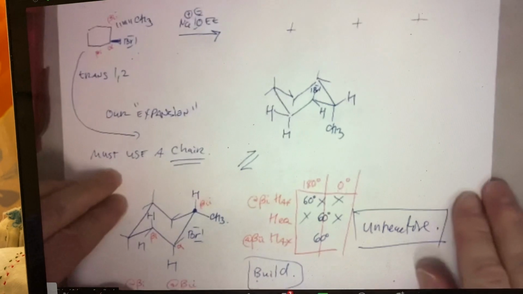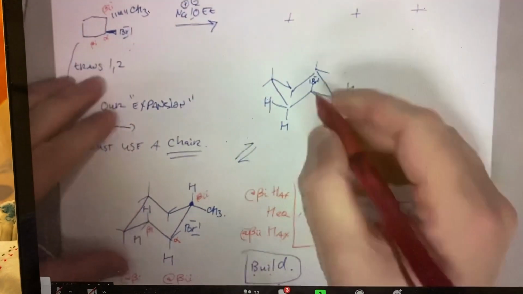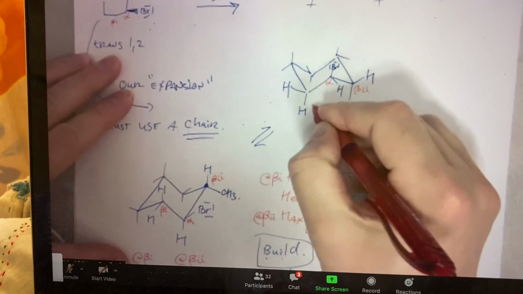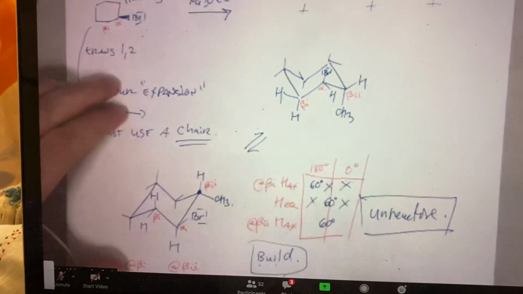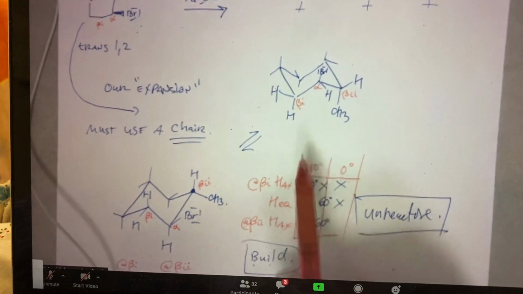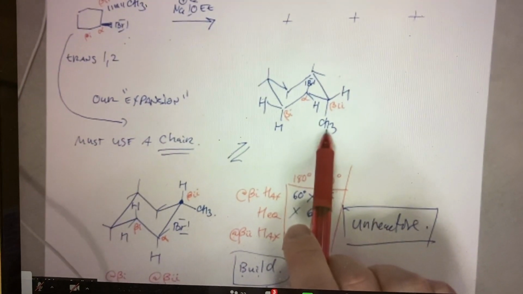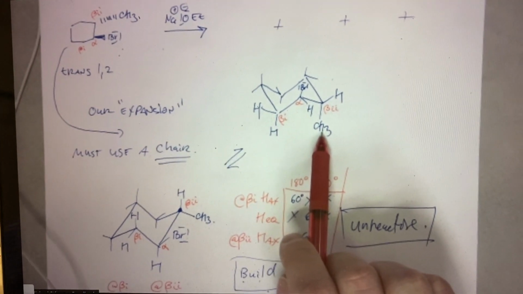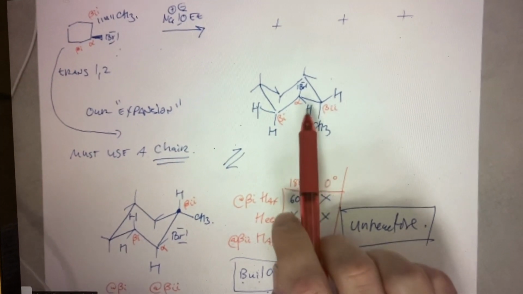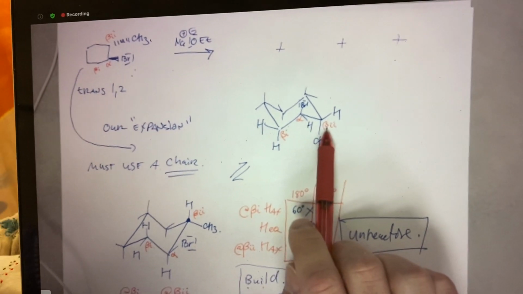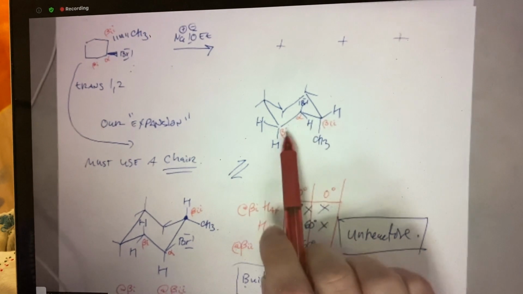So this is the chair that I'm drawing here. Alpha, beta 2, beta 1. It's not my best chair, but do your best to draw a chair. It'll be right if these two groups are trans, if bromine is up in axial, and the methyl group is down in axial. I'm trying to draw the alpha carbon here. Beta 2, beta 1.